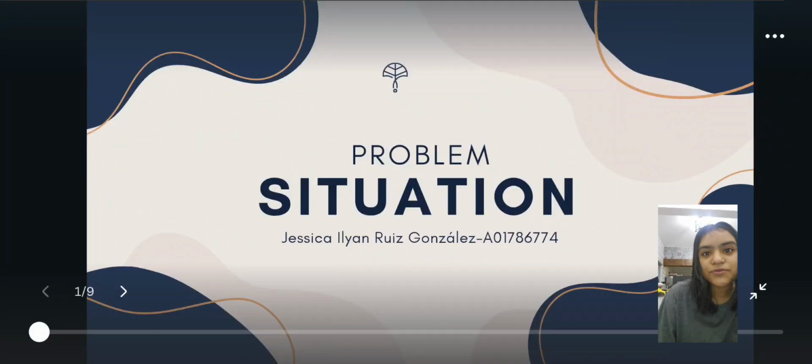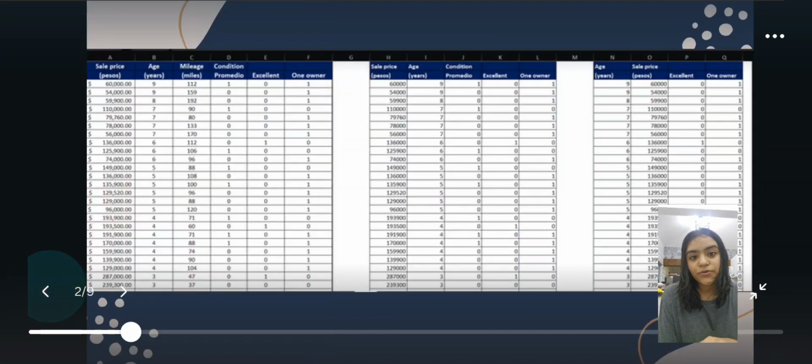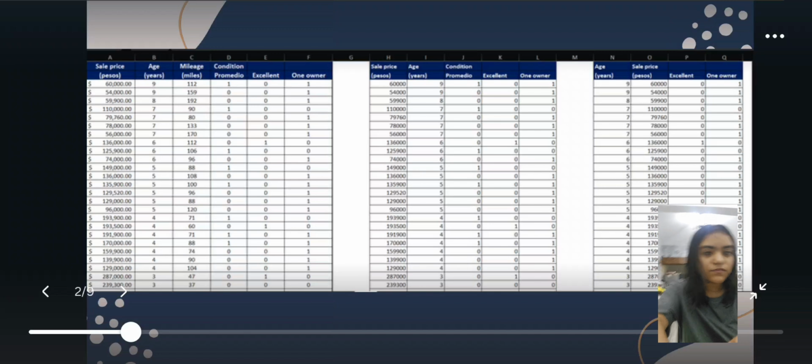A used car dealer wants to predict the selling price of a Camaro brand. 31 data were collected on the sales price of the cars, taking into account variables such as age, mileage, condition, and if the car has only one owner. Here we have our table with the data.